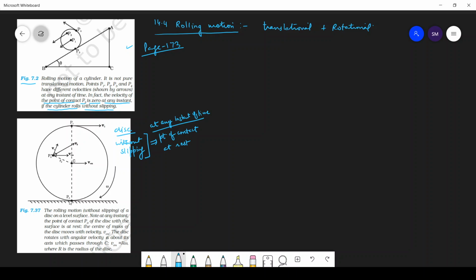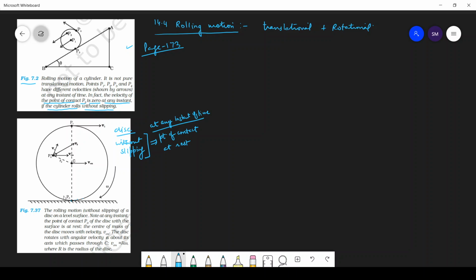Of course this point of contact keeps on changing. Next moment this point will be the point of contact, next moment another point. As a point reaches here, that point of contact will be at rest at that particular moment, till it is in contact.